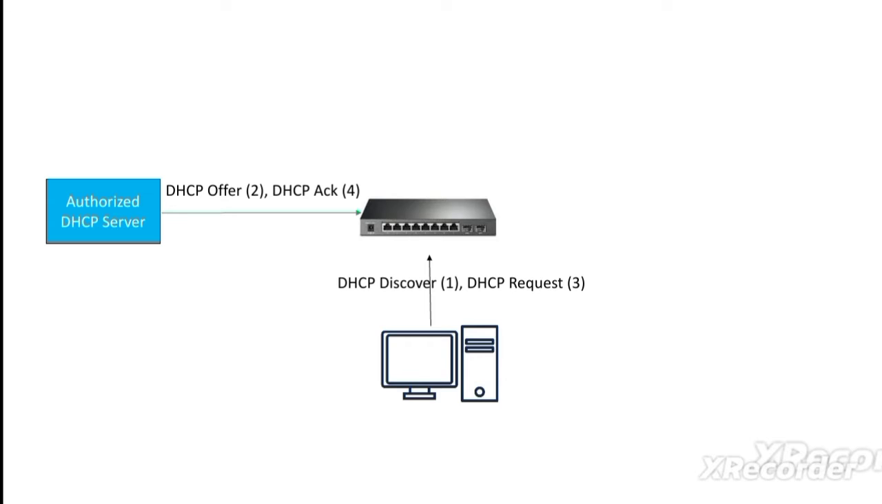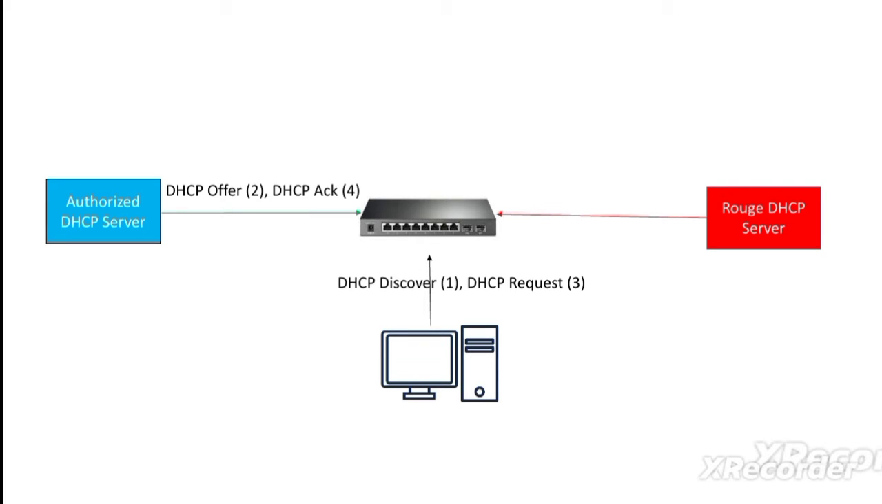and other network configurations, for example, the DNS server or the gateway IP address. So the client will communicate over the network by using these network configurations. But here is a vulnerability in this process.